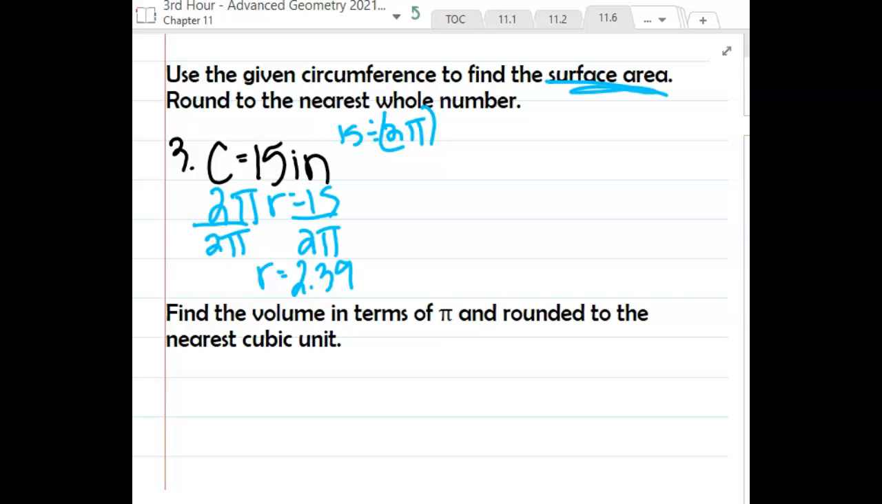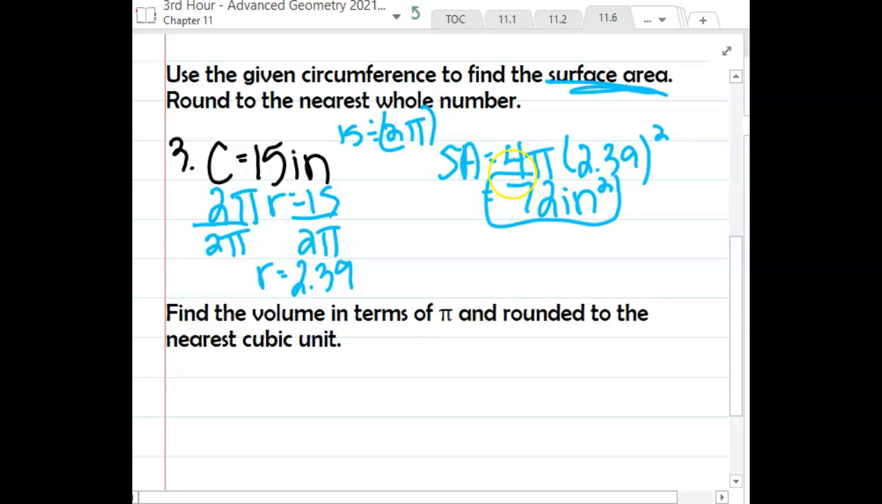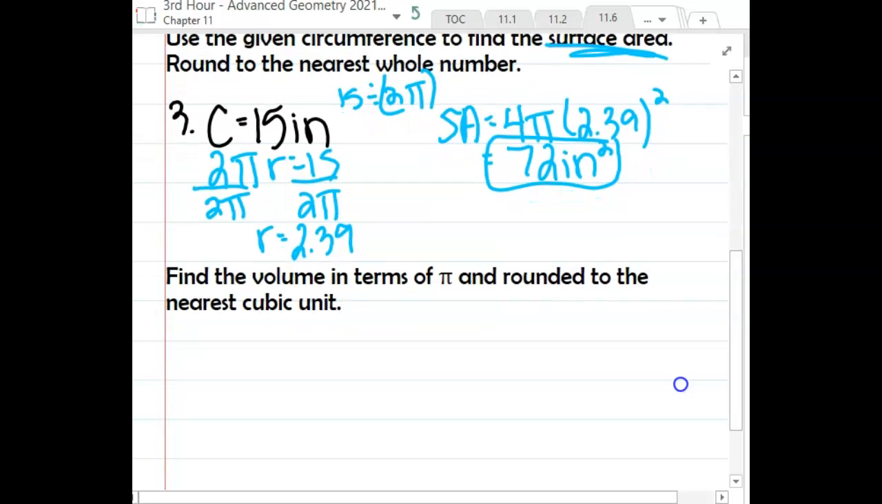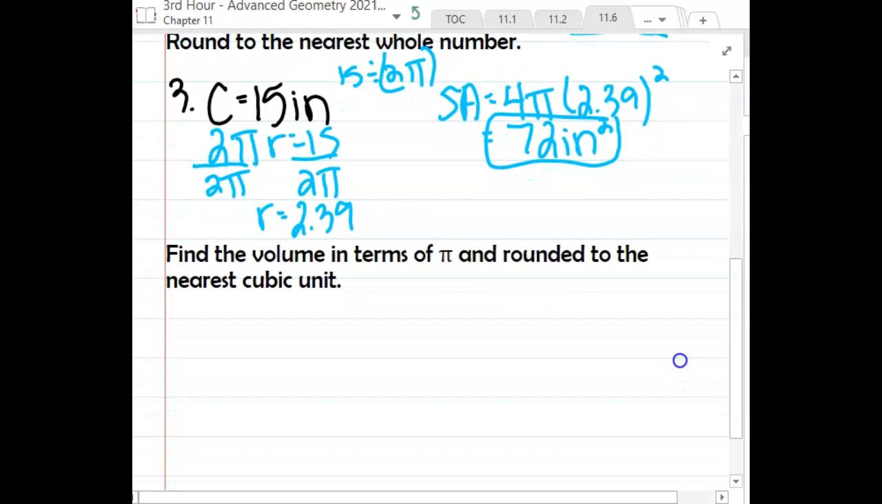Once I have the radius, I'm looking for the surface area. So to find surface area, 4 pi r squared. For this one, it says round to the nearest whole number. It should end up being about 72 inches squared. So some of what you have to do today is find the radius first and then use that for your other formula. Questions on that one?